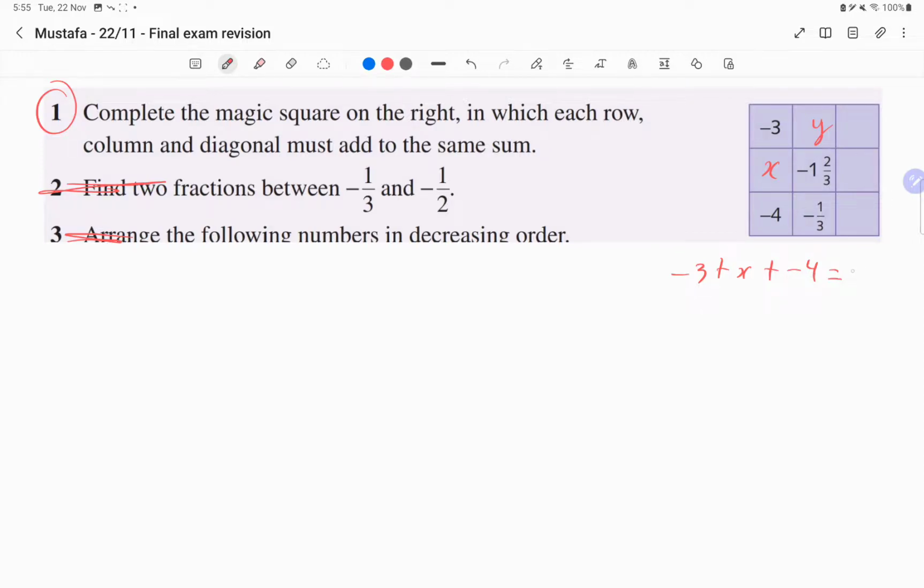Wait, so how do you use Sudoku? No, the idea is similar to Sudoku, but it's a little bit different. But anyway, ignore that statement. Basically, they're asking you to find the numbers where each row, column, and diagonal must add to the same sum. Okay? Yeah.